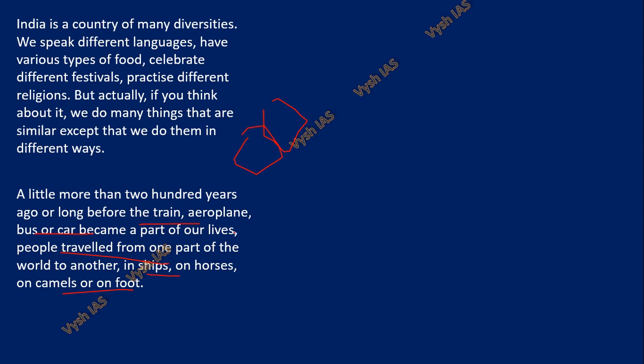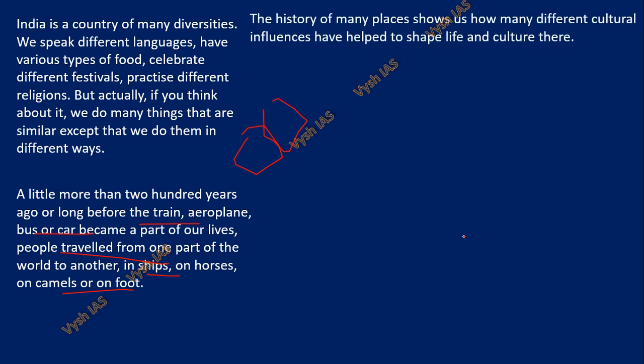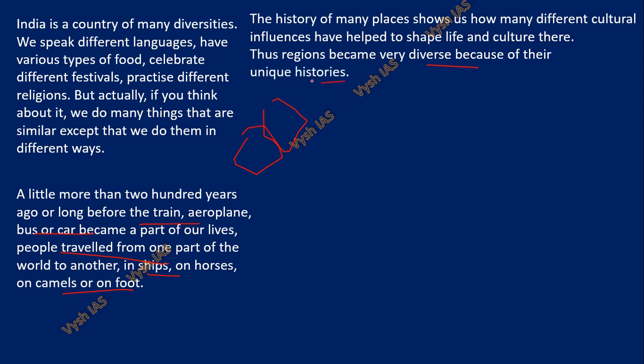So people, travelers, educationists, literature people, everybody was traveling here and there. So obviously culture will differ, meaning they will leave something here. Okay, the historical reasons: the history of many places shows us how many different cultural influences have helped shape life and culture there. So regions have become very diverse because of their unique histories. History has a very important role in producing diversity. That is the gist of this entire page.